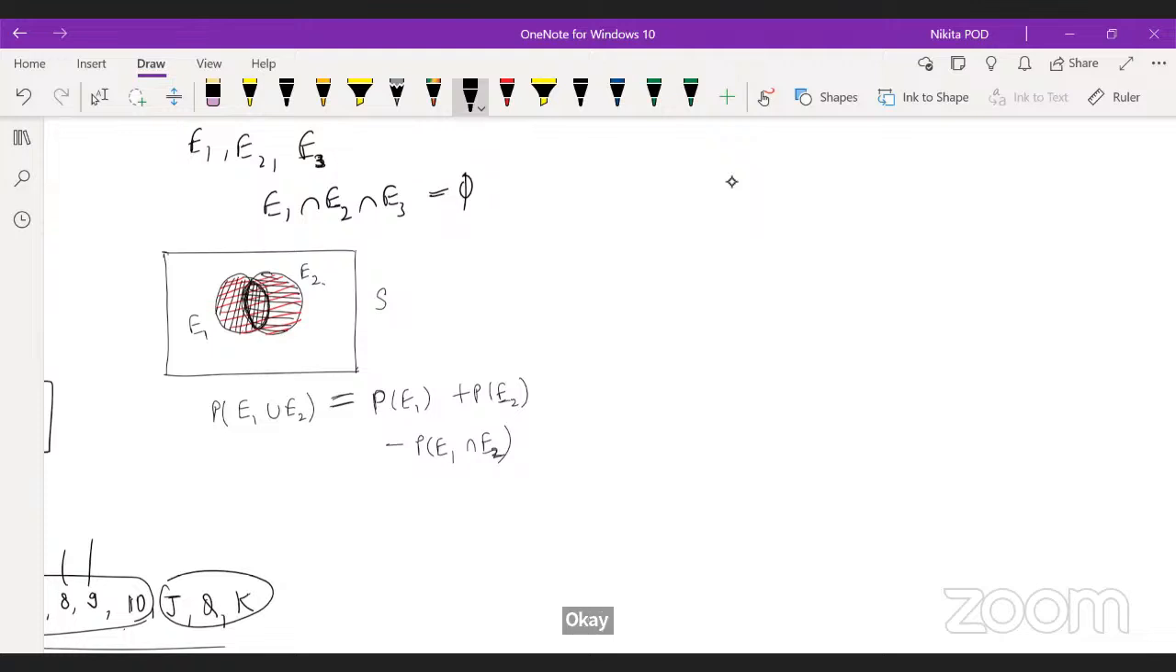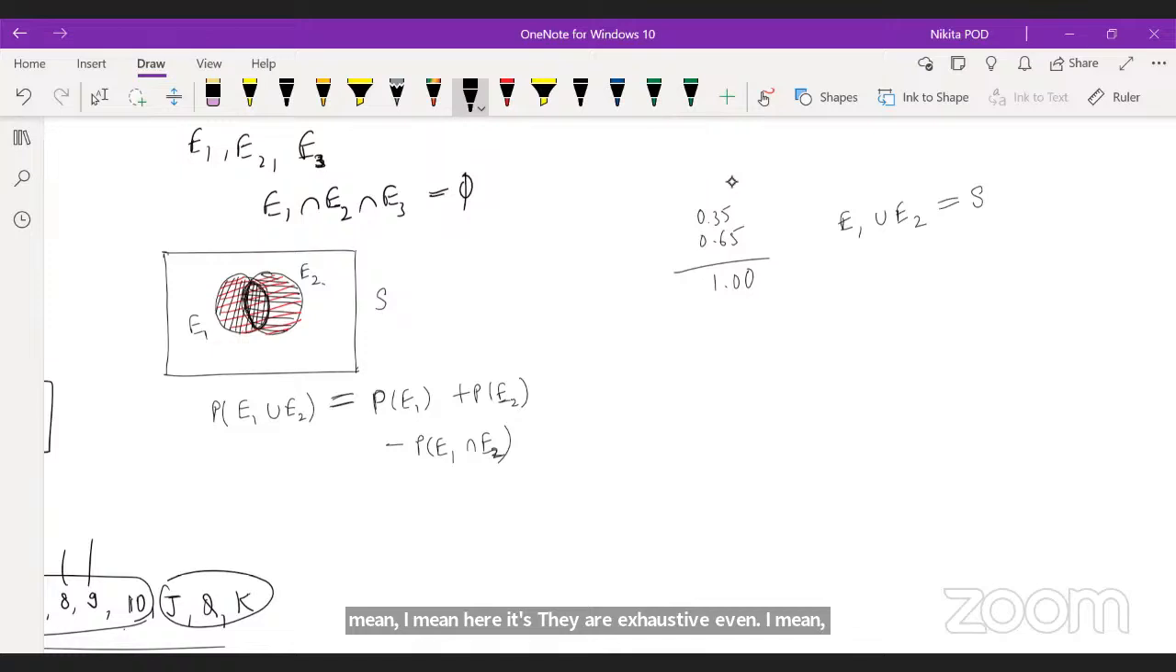Ma'am, I have tried one example: probability of E1 is 0.35 and probability of E2 is 0.65. Then adding them, this is one. So these are not disjoint, they are exhaustive events. Their union is S, but we don't know whether the intersection is phi or not. So we cannot say they are disjoint either.